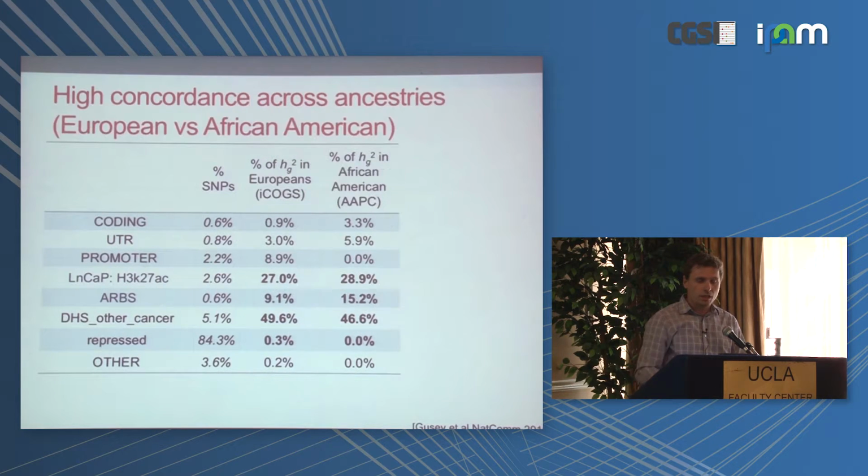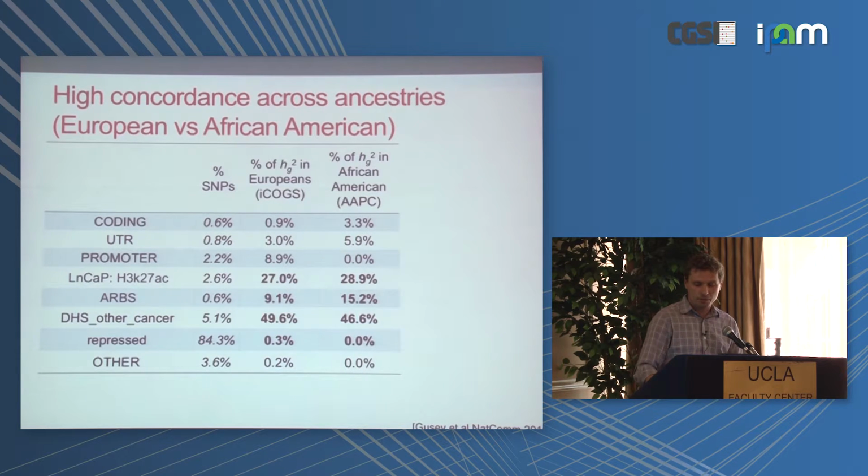We also looked at it in 10,000 individuals of African American ancestry, and this is very interesting because this is a totally different ancestry group, but we see a similar functional partitioning in the human genome. This is consistent at least with the fact that the contribution of common variants to prostate cancer risk is shared across different ancestry groups. Furthermore, it's shared in these particular regions in the genome.